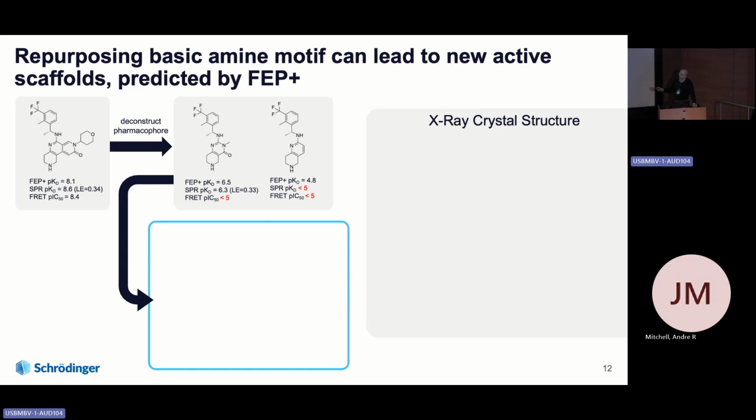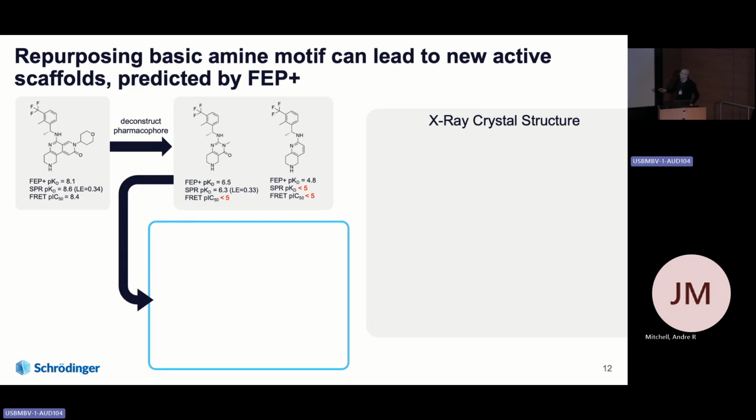This pyrimidone core was predicted to be 6.5 pKd in SPR. That was subsequently confirmed experimentally with no loss of ligand efficiency relative to the parent. But this pyridine here is inactive, just as we predicted. So this is, again, an example of where we're threading this very small needle using FEP+ to make sure that we don't fall off the cliff.